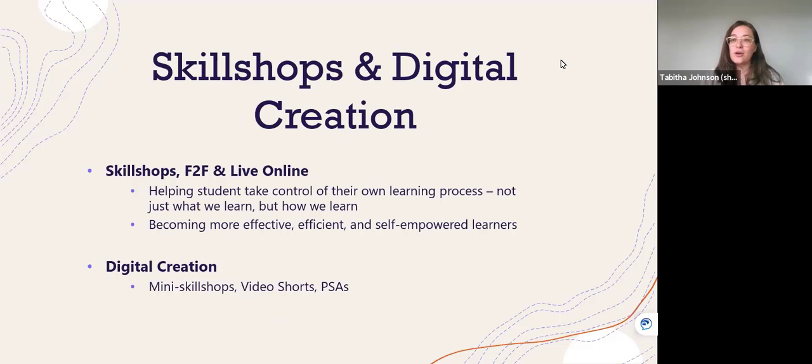These are low-stakes, low-key sessions that help students take control of their own learning process and help us explore not just what we learn, but how we learn and why any of that matters to us. These skill shops leverage cognitive science research and best practices from critical literacy to help students become more effective, more efficient, and self-empowered learners. They offer tangible and accessible techniques, something students can take away right away and apply to their own research and their own life skills.